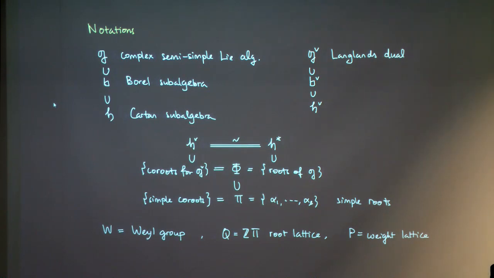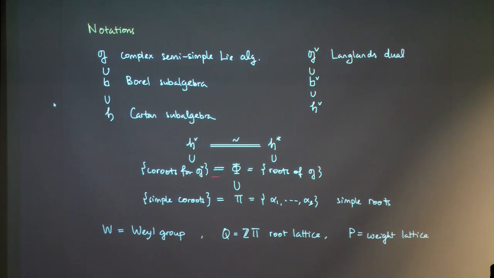Bear with me, but these are classical notations. Let g be a complex semisimple Lie algebra, b a Borel subalgebra, and h a Cartan. Then you take those on the Langlands dual side by putting a check on them. We know that you have a natural identification of the Cartan for the Langlands dual and the dual of the Cartan subalgebra. What I'm going to use is that I will always be considering roots for g, and I view them as coroots for g check.